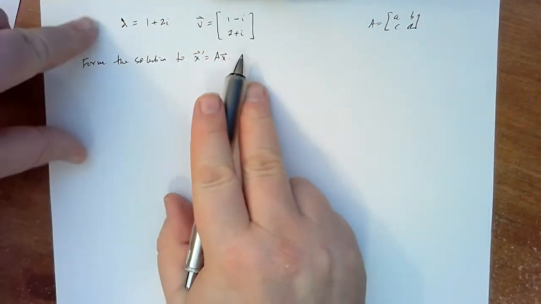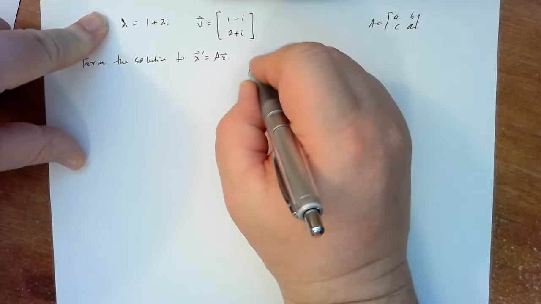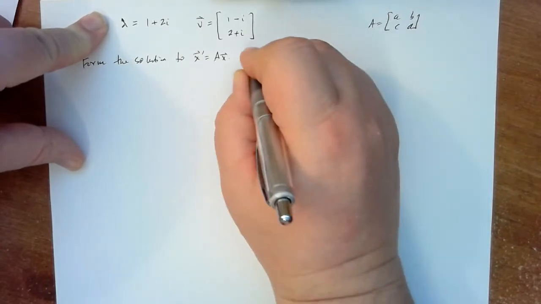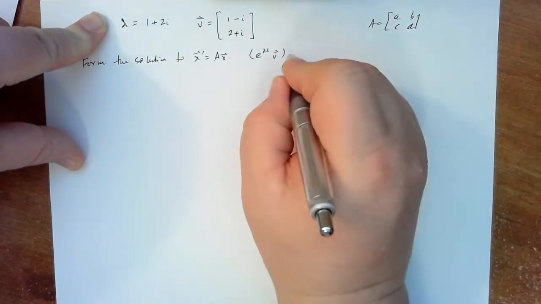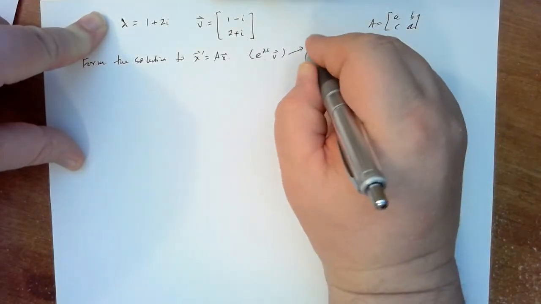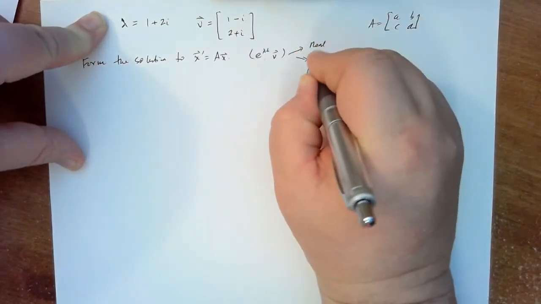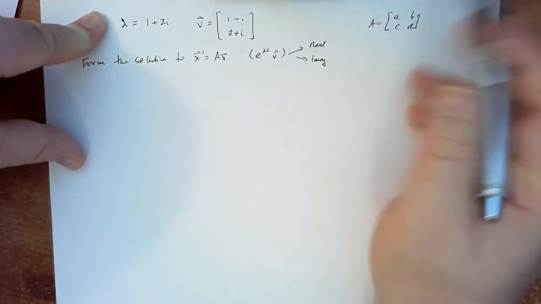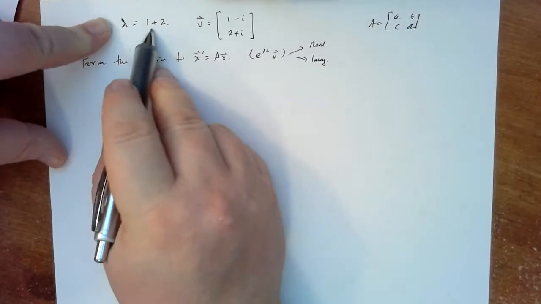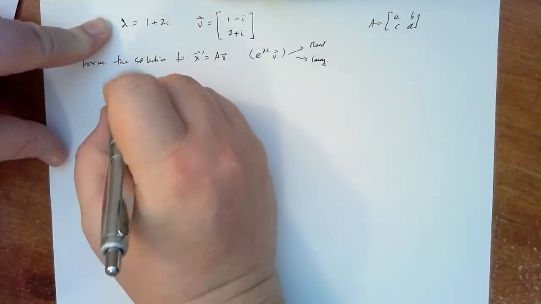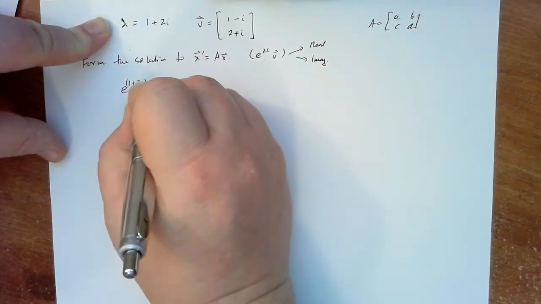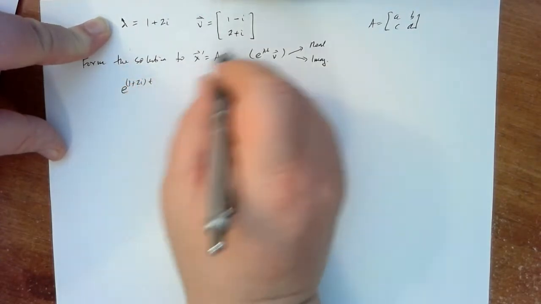Okay, now you'll remember that in the case of the complex numbers, we have to form e to the lambda t times v, which is a complex vector, and then break it apart into the real part and the imaginary part. And then these two pieces are the two pieces for our solution. Okay, so in this case we have e to the 1 plus 2i t times our vector.